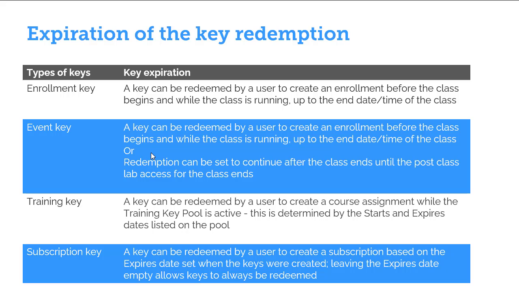The Event Training Key has 2 time periods it can be redeemed within. It can be redeemed the same way as the Enrollment Key, where it can be redeemed as soon as the user has it, through when the class is started, all the way while the class is running, up until the end date and time of the class. Or you can have the redemption continue after the class ends, all the way through the post-class lab access for the class, which is normally 180 days. Let's take a look at where you set that.